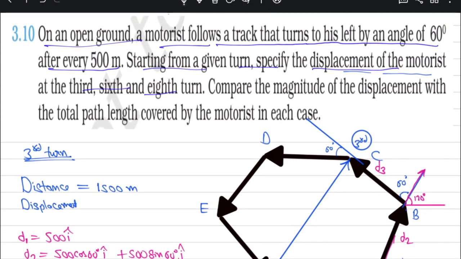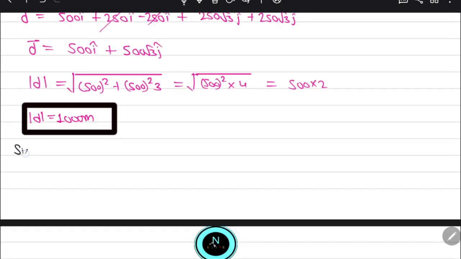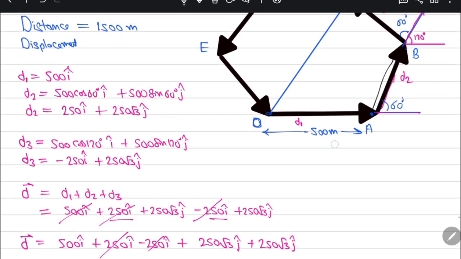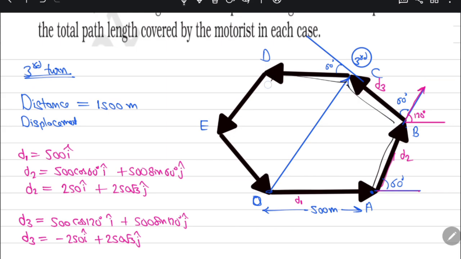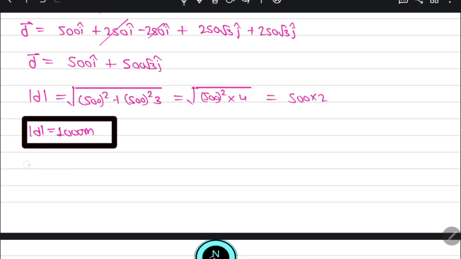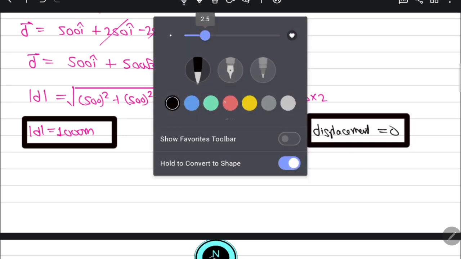Then they are asking about the sixth turn. Sixth turn means they are reaching the same position. First, second, third, fourth, fifth, sixth means they are reaching the same position. So their displacement at the sixth turn is 0. The displacement is 0.